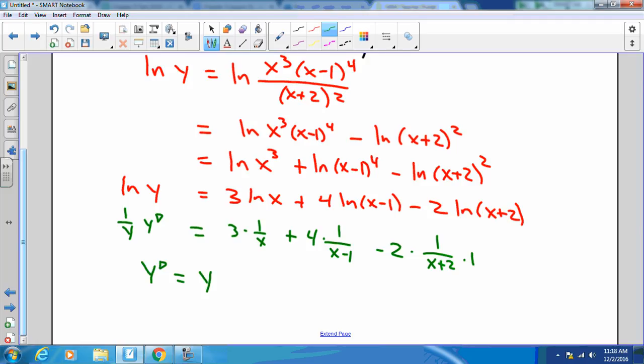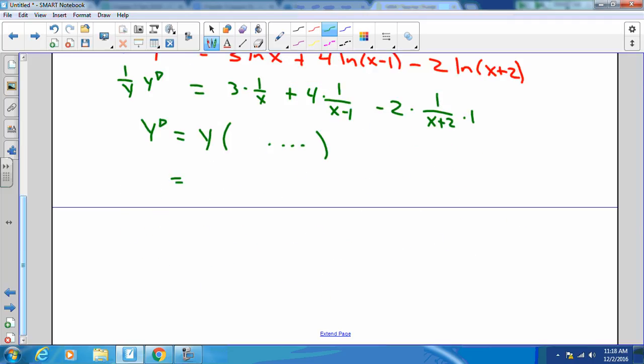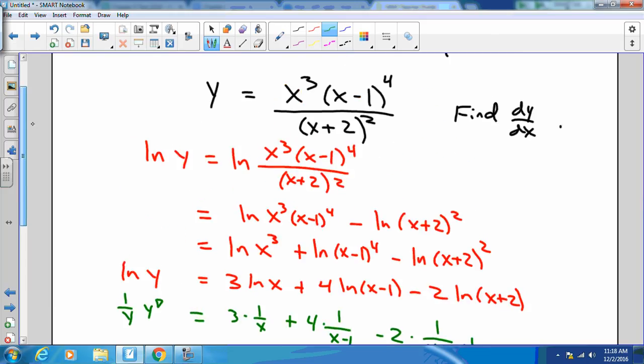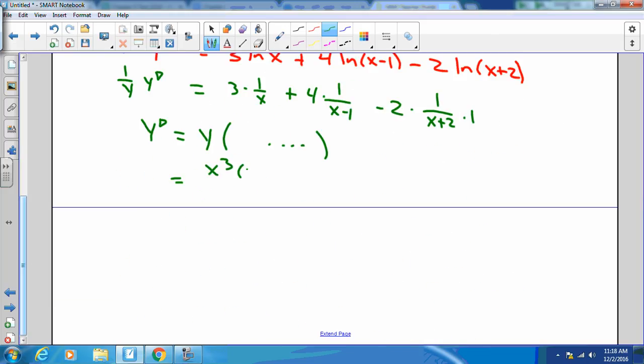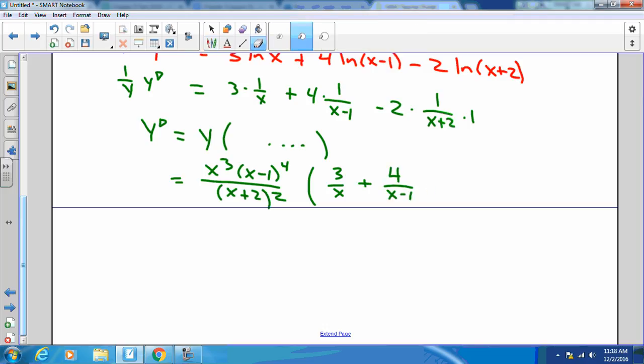And therefore, y prime is equal to y times all that. Sometimes when I have to do the all that, I just put dot, dot, dot. And then I'm going to put y back where it came from, times all this. Am I going to simplify this?